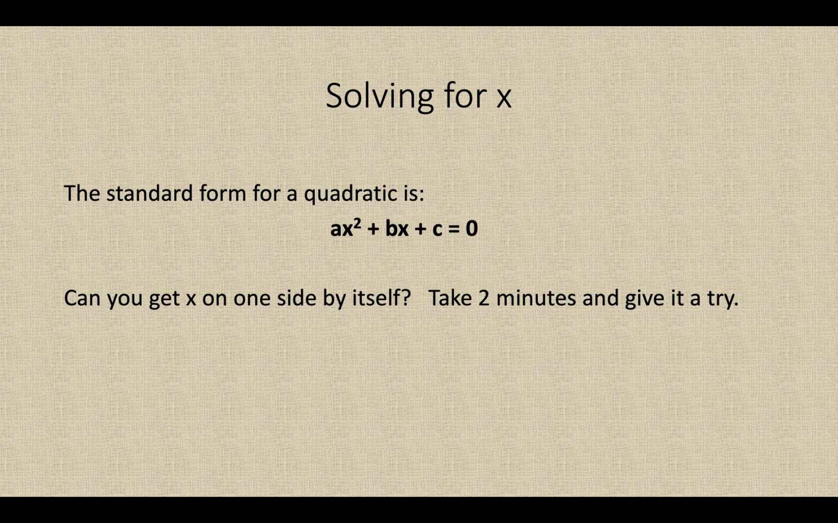And so remember, our standard form for a quadratic is ax squared plus bx plus c, right here. So why don't you take this and see if you can get x on one side by itself. And just take 2 minutes and give it a try. If you can't get it, then come back to me. If you do get it, go ahead and work it out and then come back to me. But don't take too long on it.